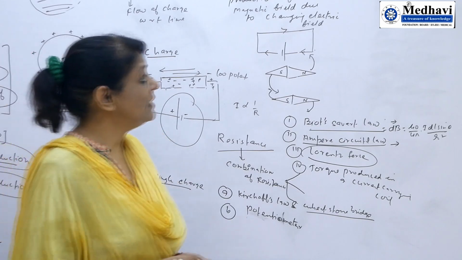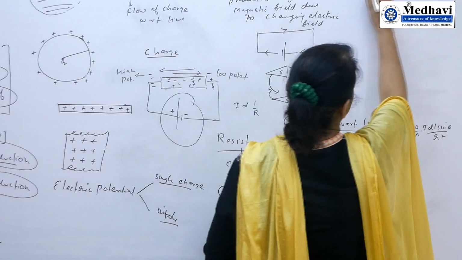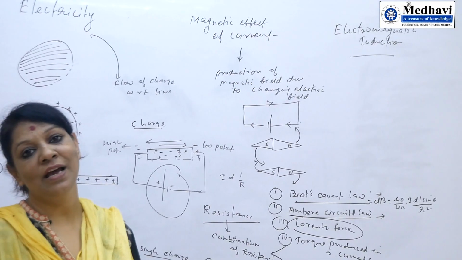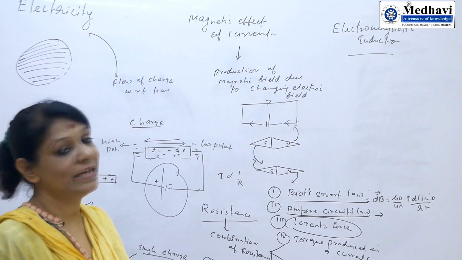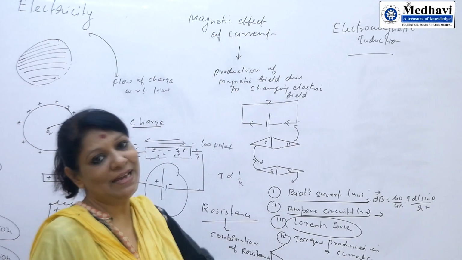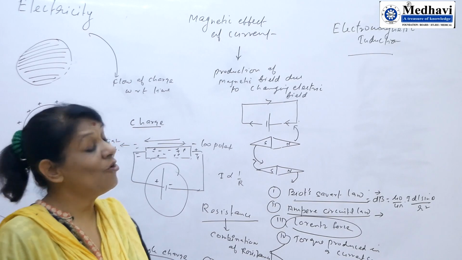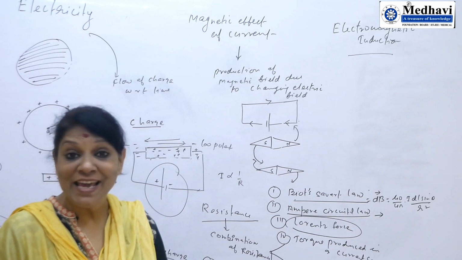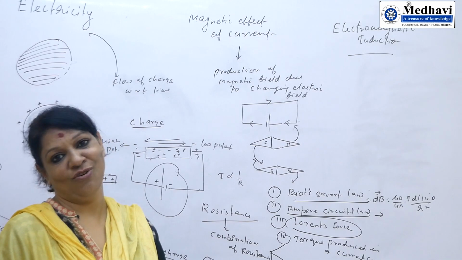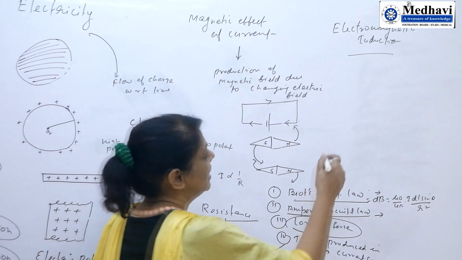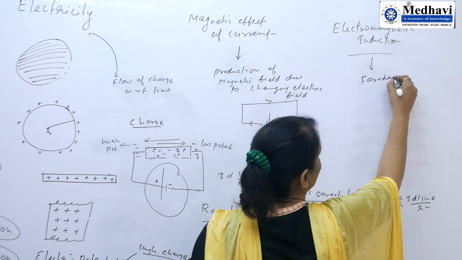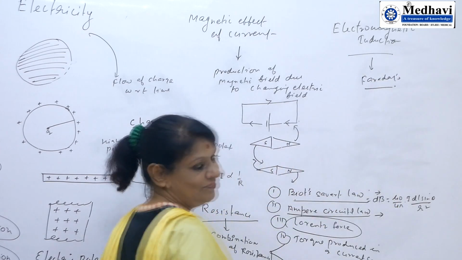And the last is electromagnetic induction. This branch is fully opposite to the magnetic effect of current. Here current is producing a magnetic field. In electromagnetic induction, a changing magnetic field will induce current in a coil. The name of the scientist who is responsible is Faraday. Very, very important.